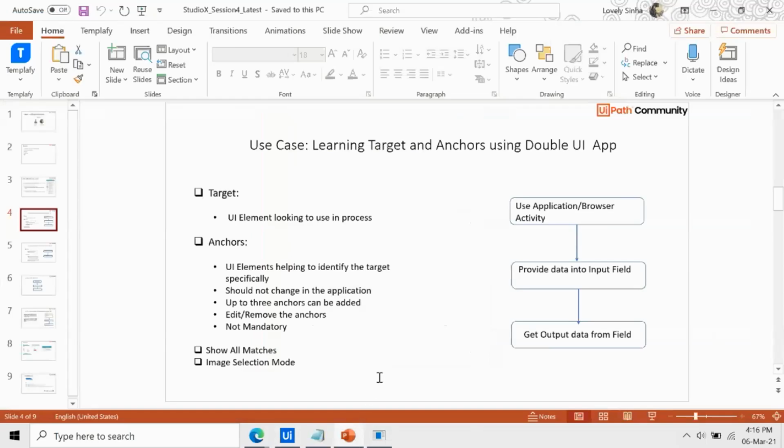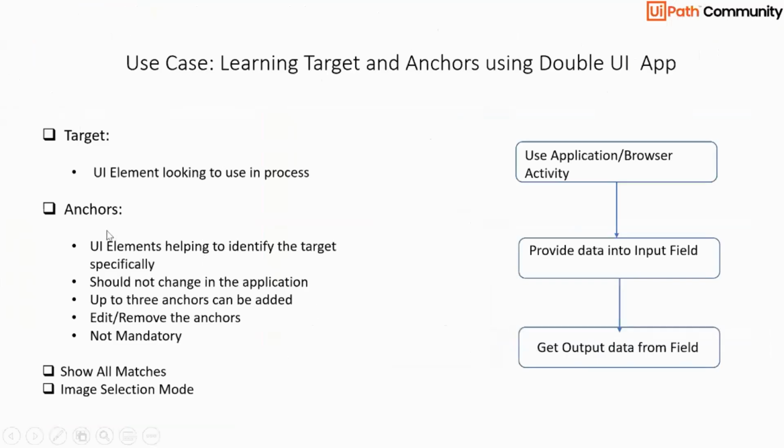So we have seen about the target and the anchors. UI elements that help to identify the target specifically are called anchors. The attributes shouldn't change in the application. You have to take care that the attributes are static. So generally we refer to the label in an application as the anchors, which are never-changing values. Up to 3 anchors you can add for any particular target. You can edit or remove the anchors as well.